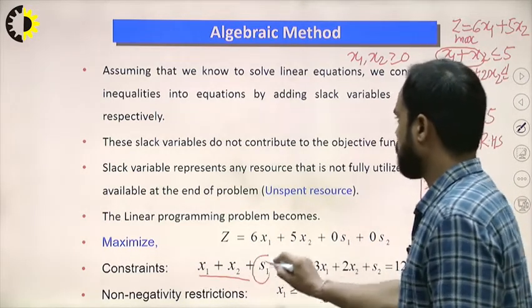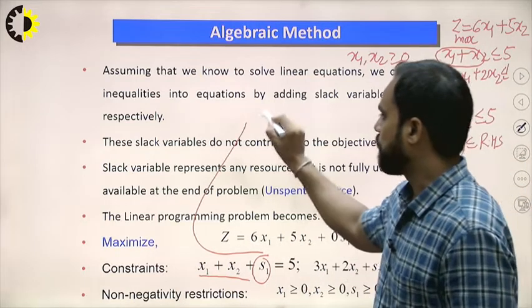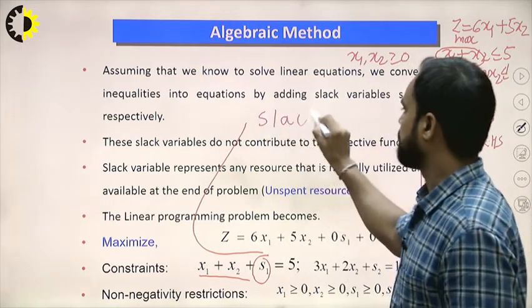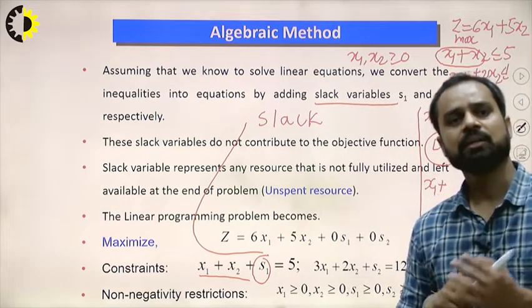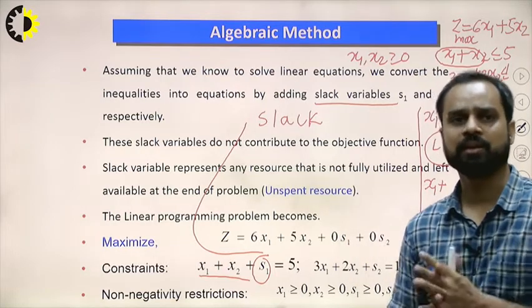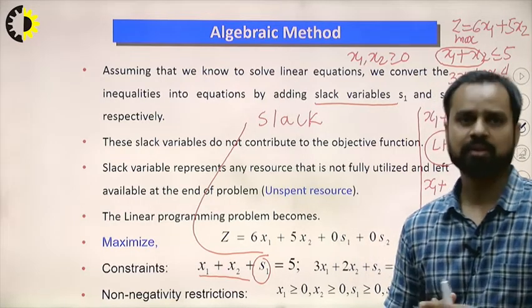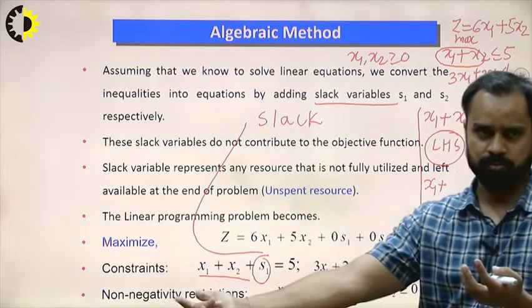This s1 is known as a slack variable. And the main function of these slack variables is just to convert inequalities into equations, right?